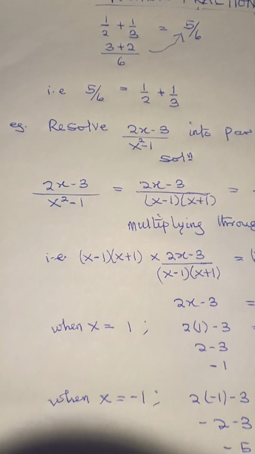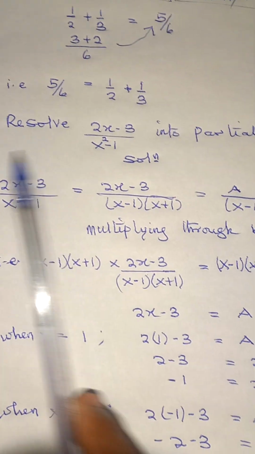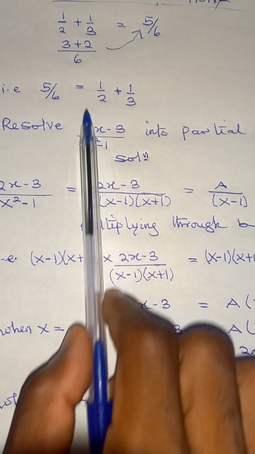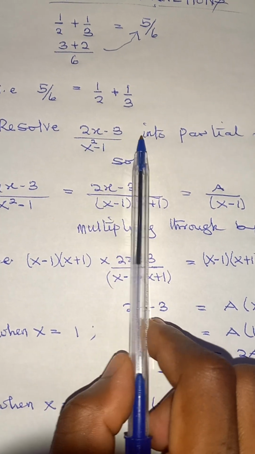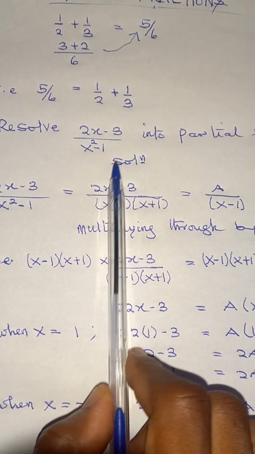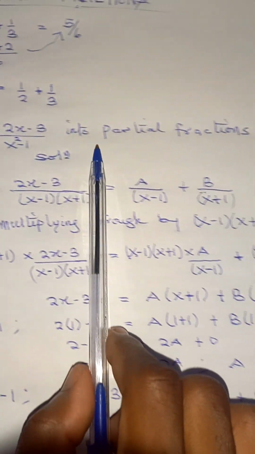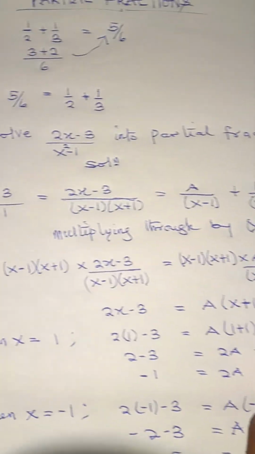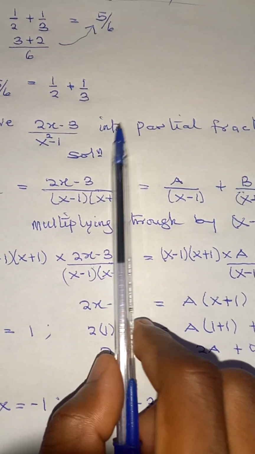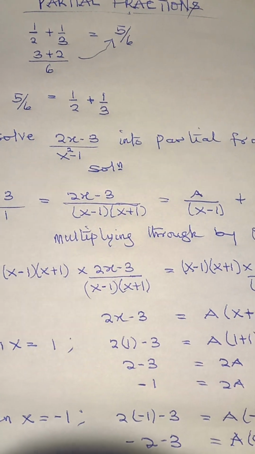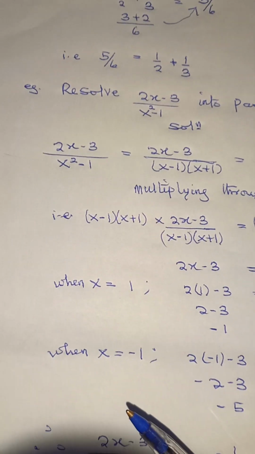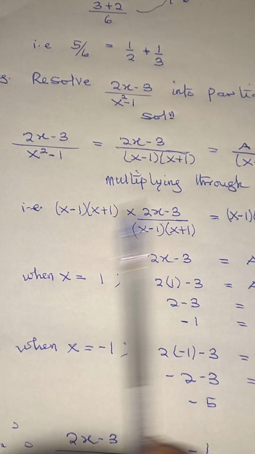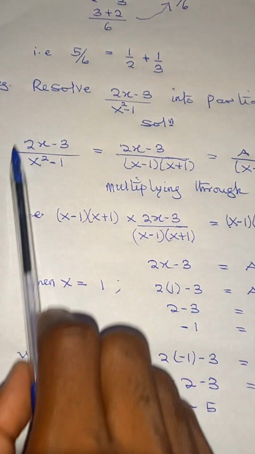Okay, let's look at this example. So we are to resolve this unit fraction, that is 2x minus 3 all divided by x squared minus 1. This is a fraction. We are to resolve it into partial fractions. So we are to break this fraction down into parts, into its components. And this is what we do. So let's look at the solution. So this is what we are to resolve, right?